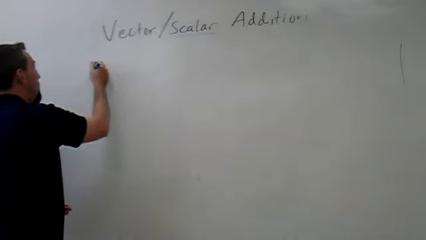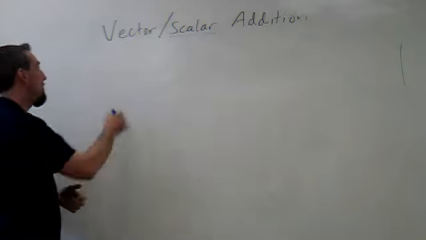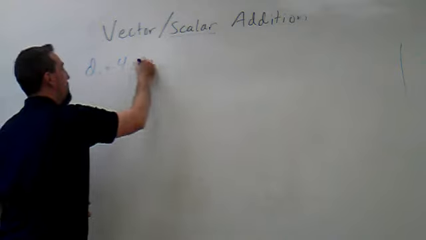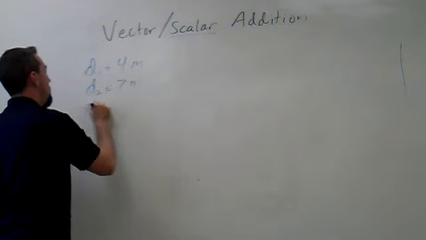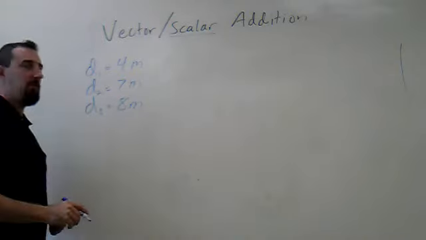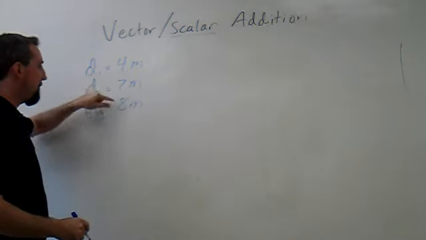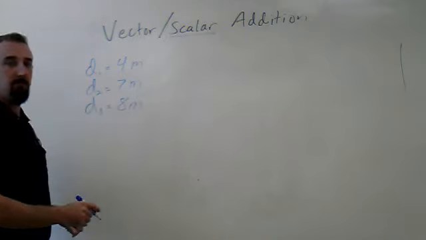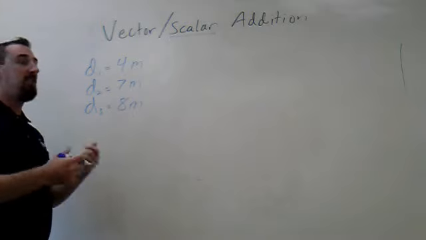If I have a couple, say, distances, which distances are scalar, they're just a how much. So distance 1 equals, say, 4 meters, and distance 2 equals 7 meters, and distance 3 equals 8 meters. If I said, well, add up all the distances, it's just 4 plus 7 plus 8. 11, 19, my total distance. It's very, very easy. Scalar subtraction, same thing.